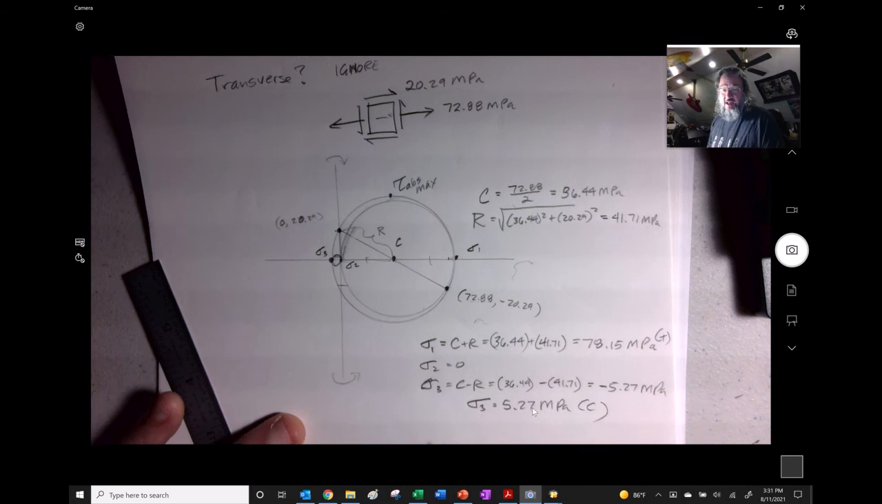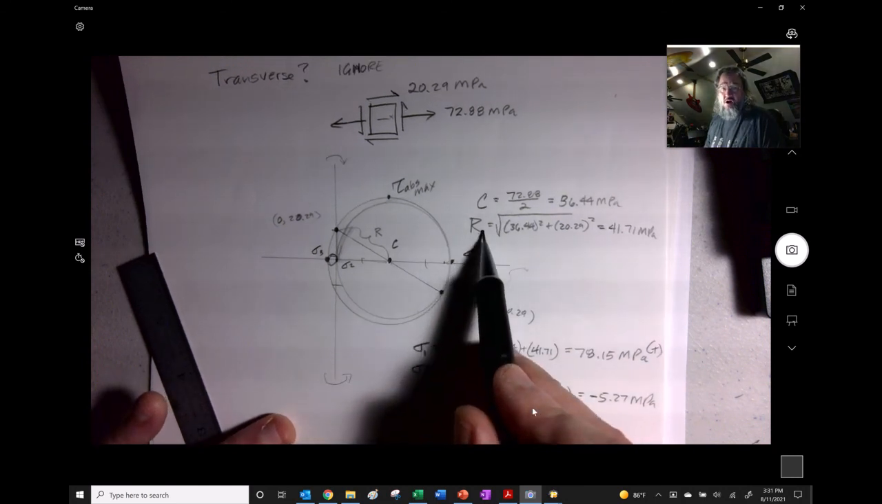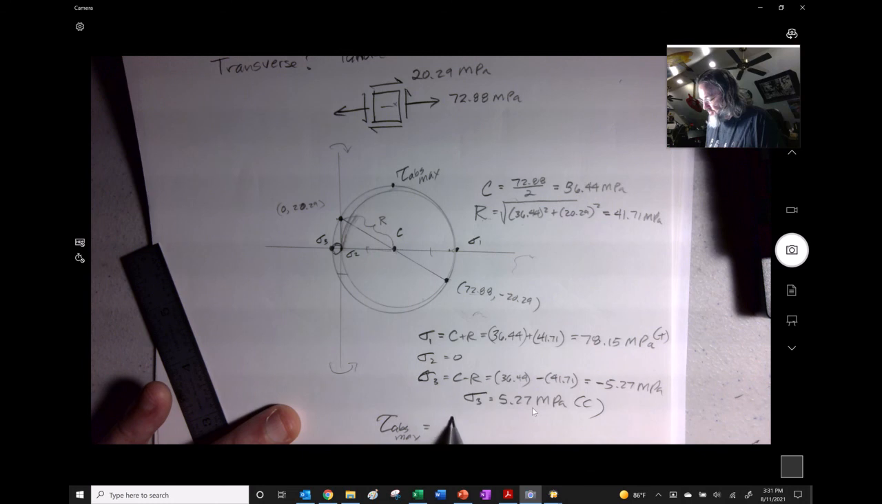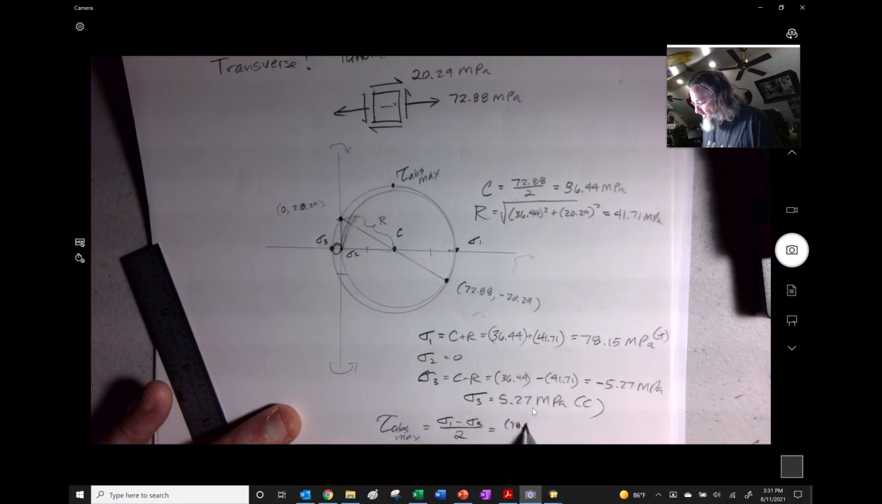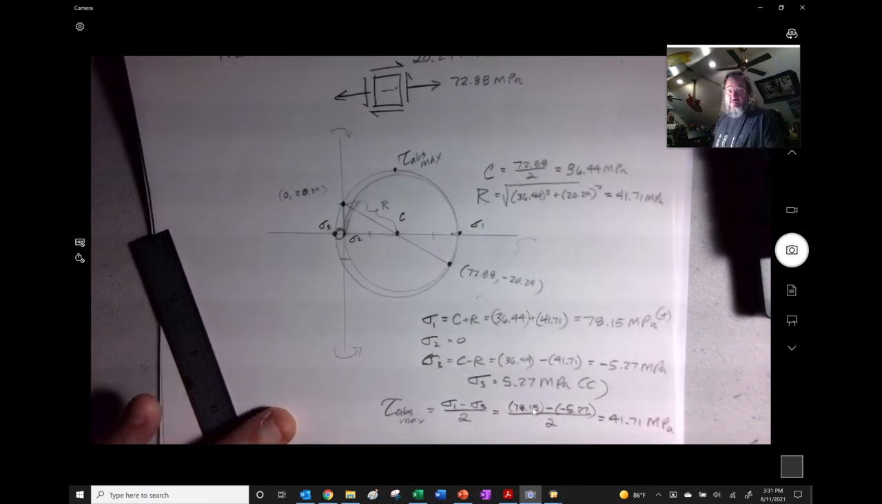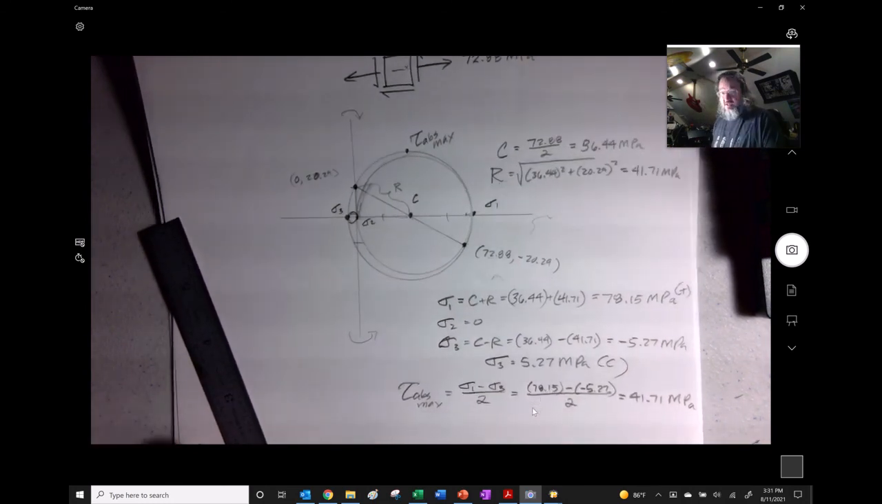we could go ahead and just recognize that R is going to be equal to tau max, or we could say that tau abs max is equal to sigma 1 minus sigma 3 divided by 2, which if you do that, it's almost kind of pointless. But if you do 78.15 minus the minus 5.27, divided by 2, you get 41.71. No kidding. Yeah, it makes sense from the diagram.